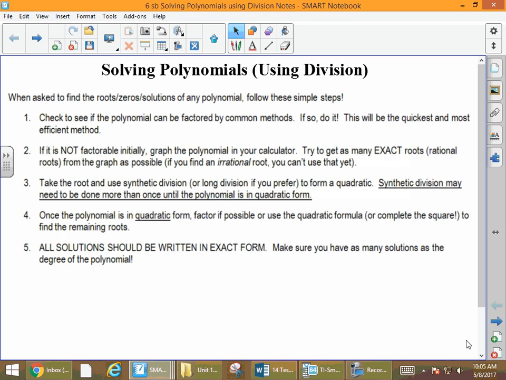Then we're going to use the root and apply synthetic division to it until we can get to a quadratic format, because we know how to solve something in quadratic format. We can solve by the quadratic formula. We could even use completing the square if we wanted to find our remaining roots. And then finally, all of our solutions should be written in exact form, which means it's going to be in simplest fraction form and or simplest radical form. Make sure that you have as many solutions as the degree of the polynomial.